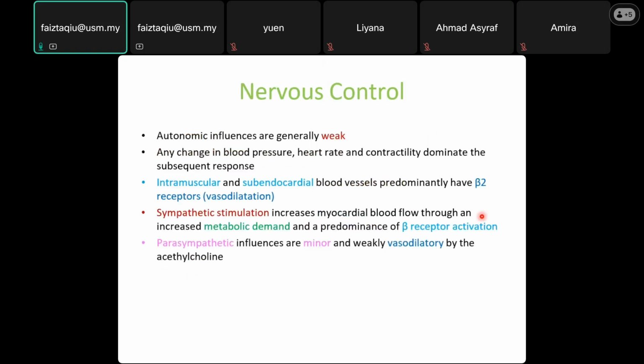So next we go to nervous control. Autonomic influences are generally weak. Any change in blood pressure, heart rate and contractility dominate the subsequent response. Intramuscular and subendocardial blood vessels predominantly have beta-2 receptors, causing vasodilation. Sympathetic stimulation increases myocardial blood flow through an increased metabolic demand and a predominance of beta receptor activation. Parasympathetic influences are minor and weakly vasodilatory by the acetylcholine.